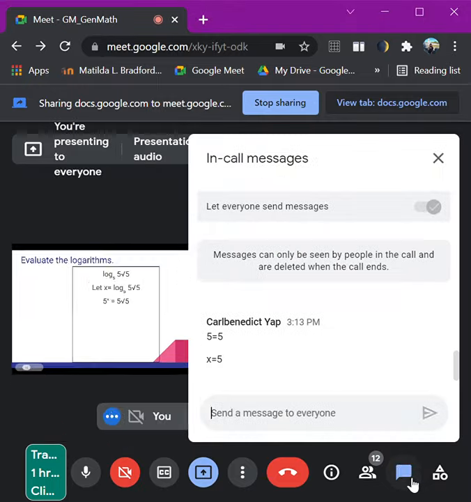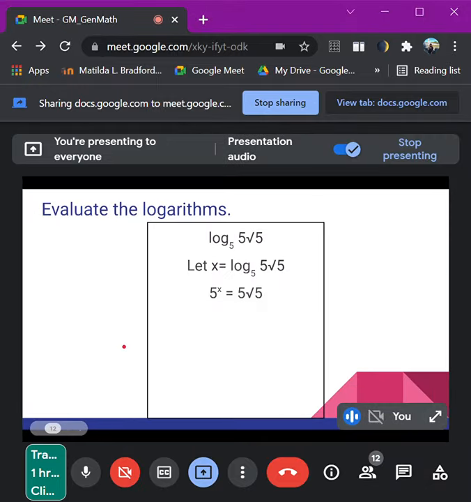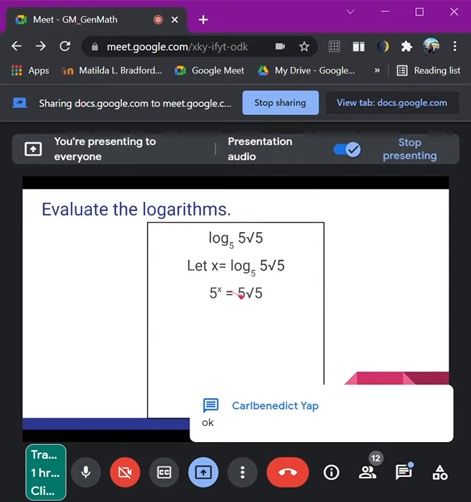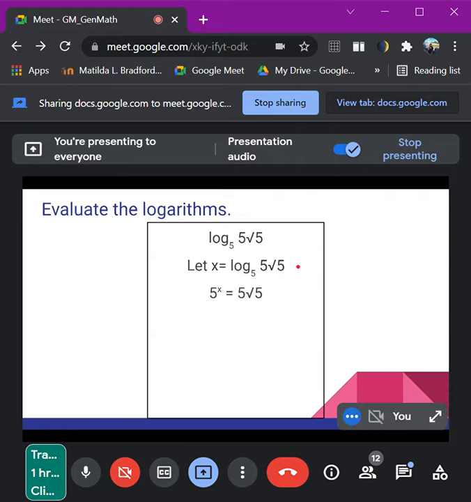So, ang atong i-apply ani, Carl, katong ganina nga writing from logarithmic to exponential. Okay? So, you have there your base nga 5 and then exponent nga x is equal to 5 square root of 5. Now, what is our next step here, class? So, ang next na itong step diri is we are going to simplify this 5 square root of 5. Okay? So, unsaon na nato siya pagbuhat?